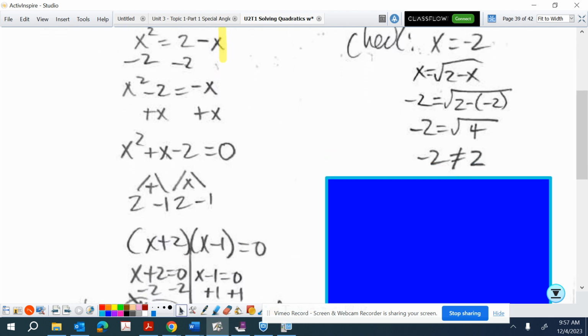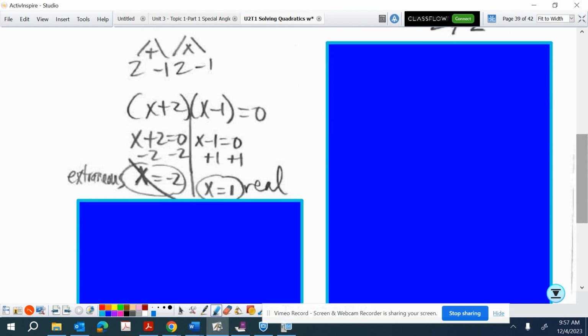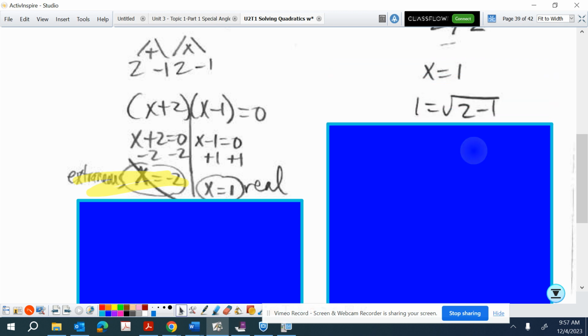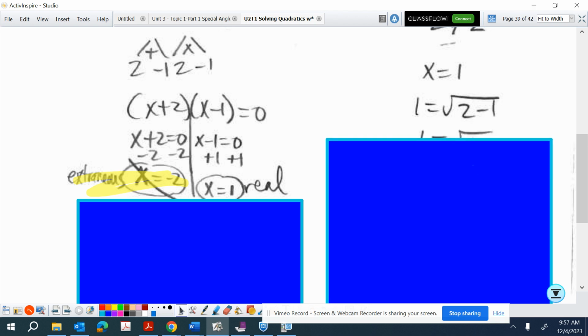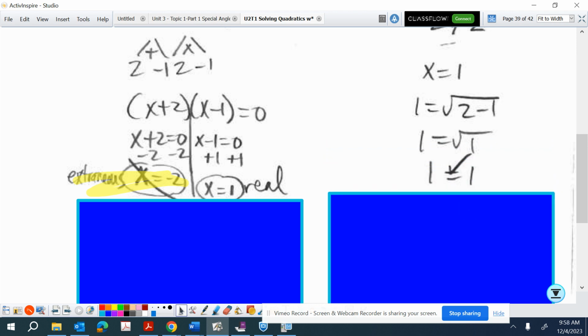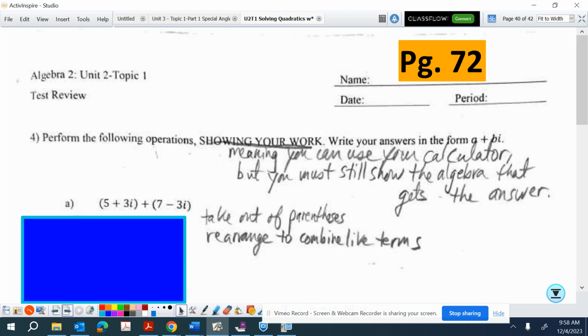It is not. So you're going to go back to this solution over here, and you're going to go back to your solution over here, and you're going to cross it out. You're now going to do the same thing with x equals 1. You're going to plug it into everywhere you had an x in that original equation. So now rather than x equals the square root of 2 minus x, it's 1 equals the square root of 2 minus 1. Simplify inside the radical so that 2 minus 1 is 1. The square root of 1 is 1. 1 equals 1. So x equals 1 is real.